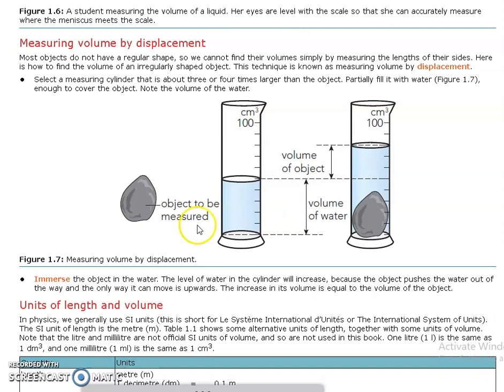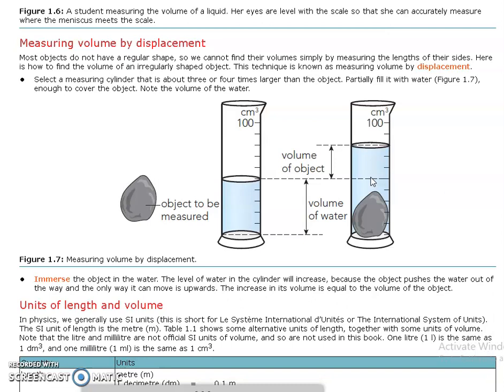Then immerse the object in water. We can see that there is a rise in the level of water. The water level in the cylinder will increase, because the object pushes the water out of the way, and the only way it can move is upwards. So the increase in volume is equal to the volume of the object.